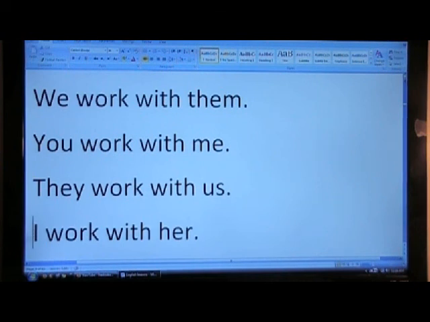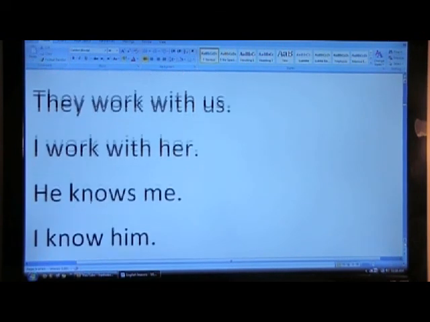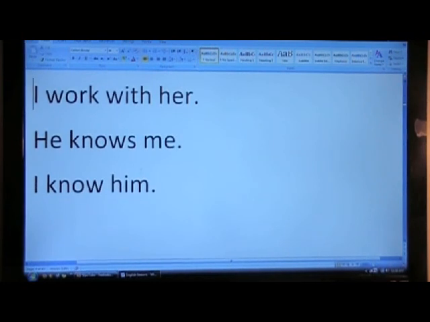Subject, subjective pronoun, verb, object, objective pronoun. More examples. He knows me. Third person, S at the end of the verb. I know him.